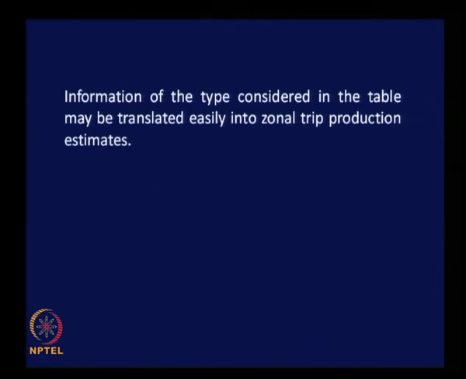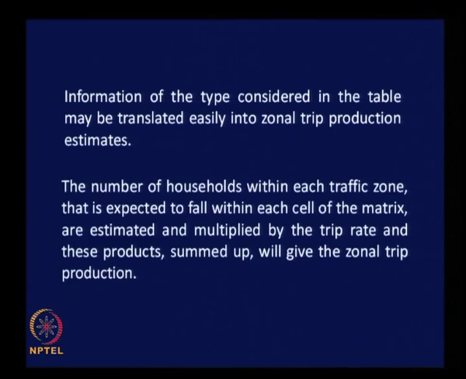It is not that easy, there is some procedure to be followed. The number of households within each traffic zone that is expected to fall within each cell of the matrix. 1 person household, 0 vehicle ownership, 1 person household, 1 vehicle ownership. That is how you must understand the cells of the matrix that we have seen earlier. The table is nothing but a matrix, isn't it?